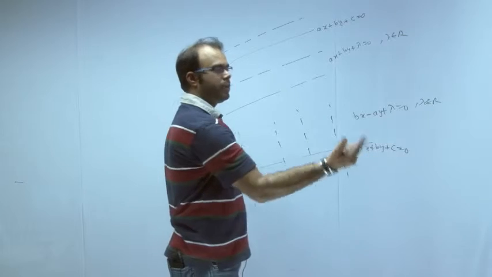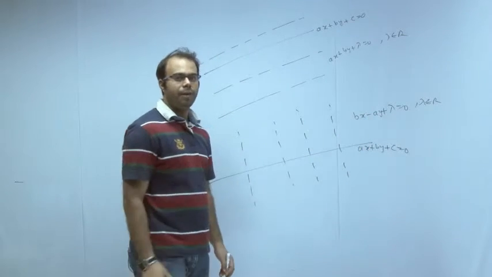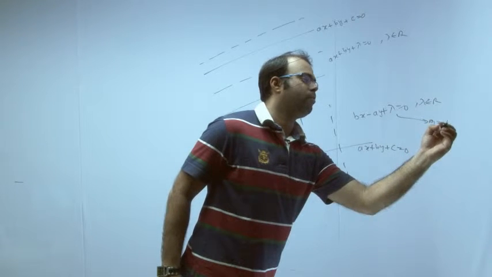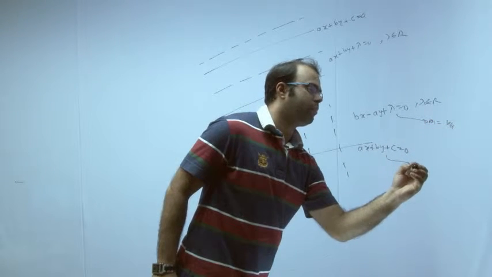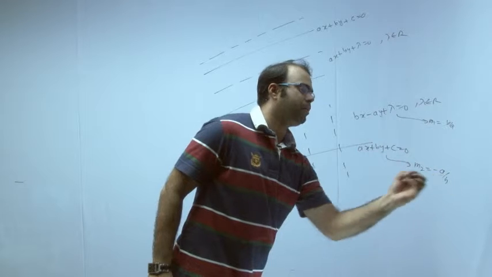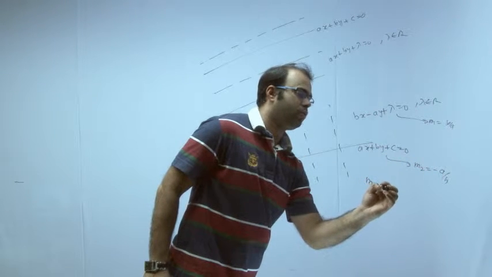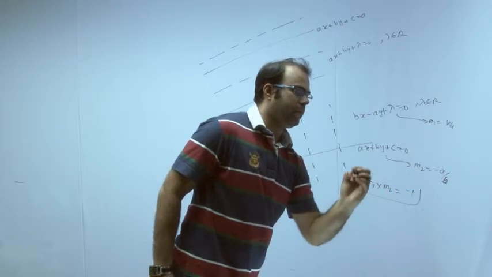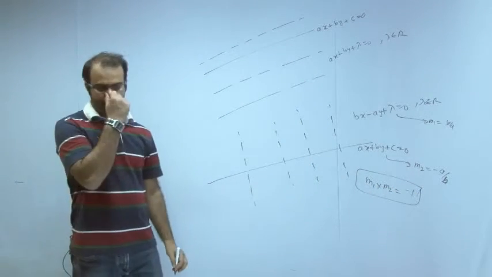Slope of this line is minus a by b, slope of this line is b by a. So the product is minus 1. This is going to be m1 equal to b by a. This is going to be m2 equal to minus a by b. So m1 into m2 is equal to minus 1. That means these two lines are perpendicular.